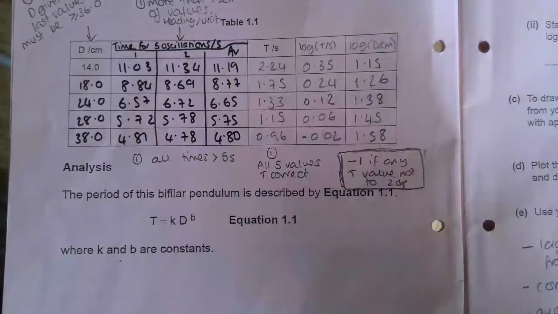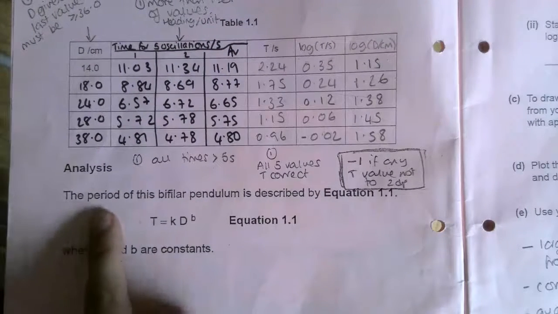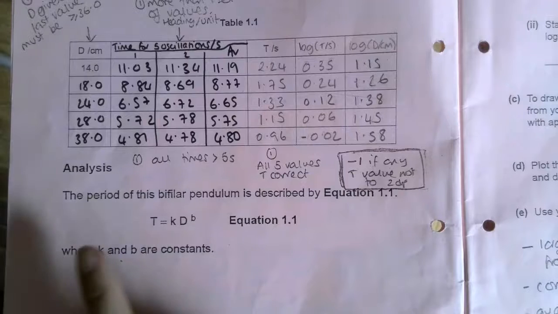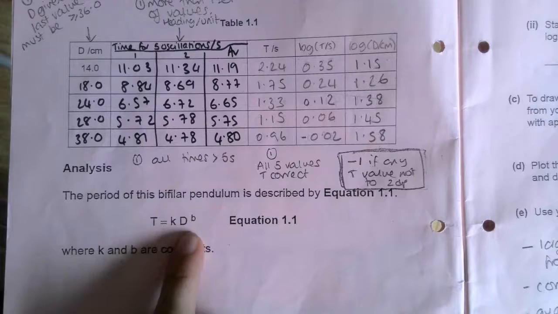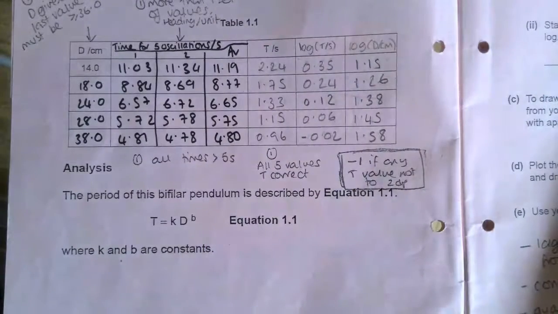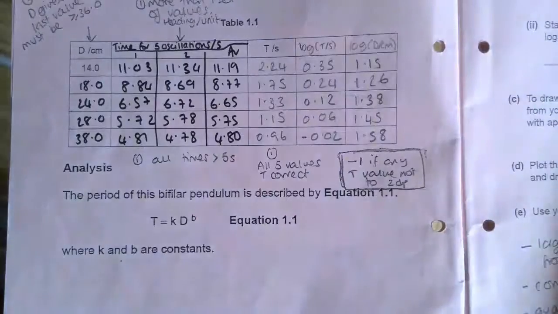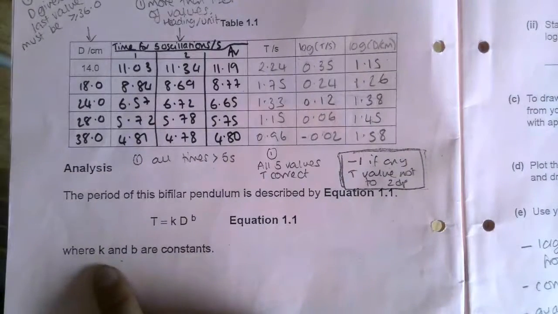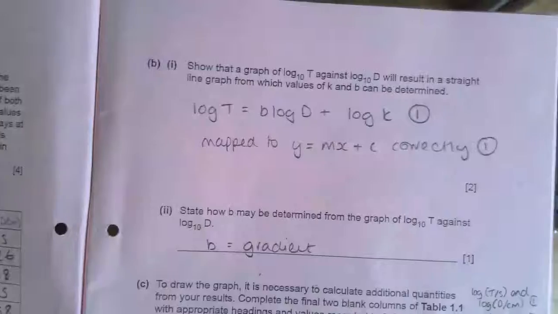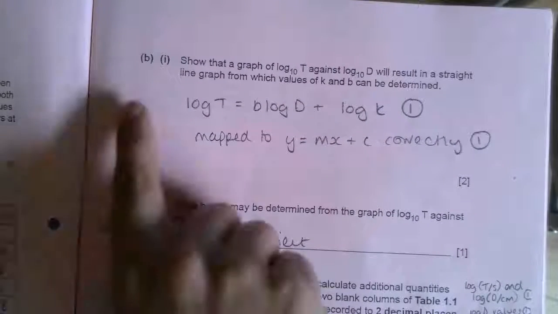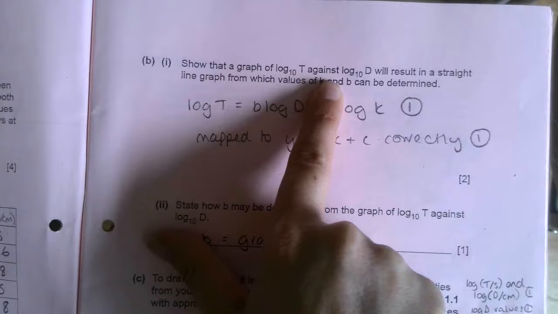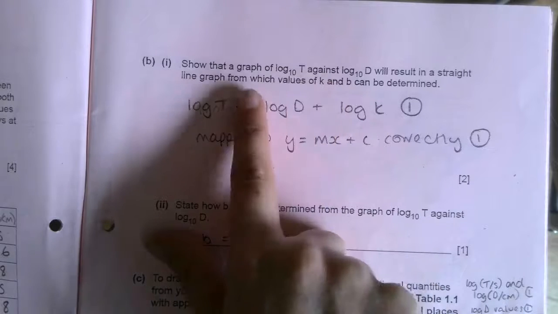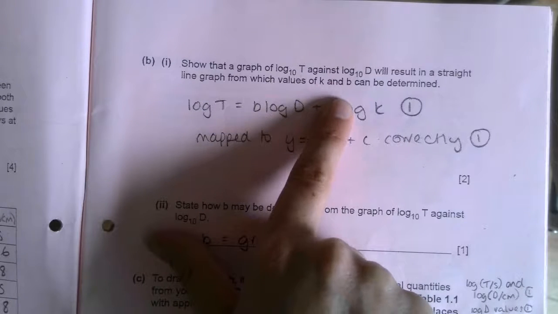Right, so it tells you the period for this bifilar pendulum is described by this equation here. Now just by looking at this, I can already tell logs are going to be involved here. Logs generally are involved in one of the questions in this paper. It tells you K and B are constants. So for part B, part 1, show that a graph of log T against log D will result in a straight line graph from which values of K and B can be determined.